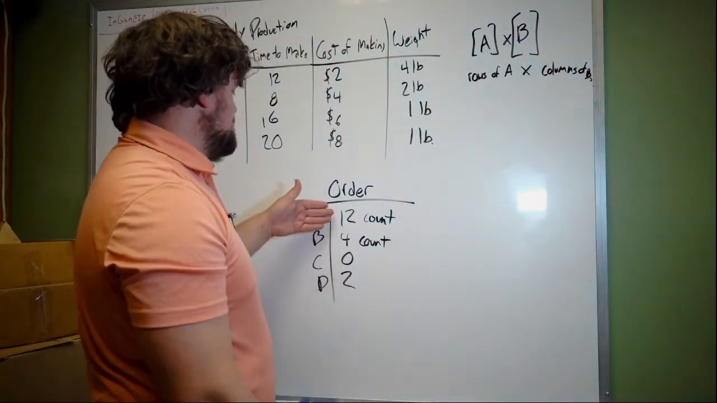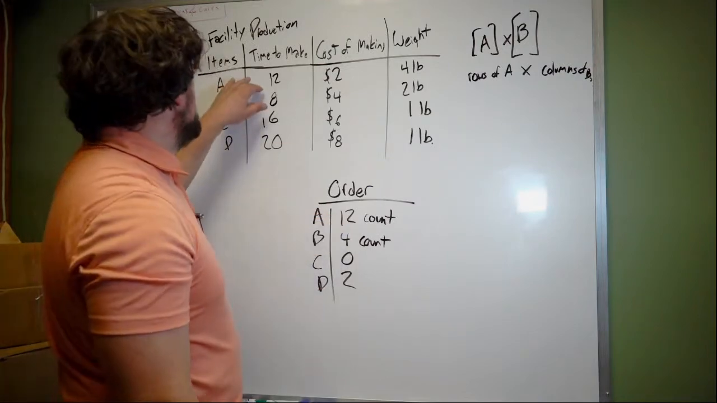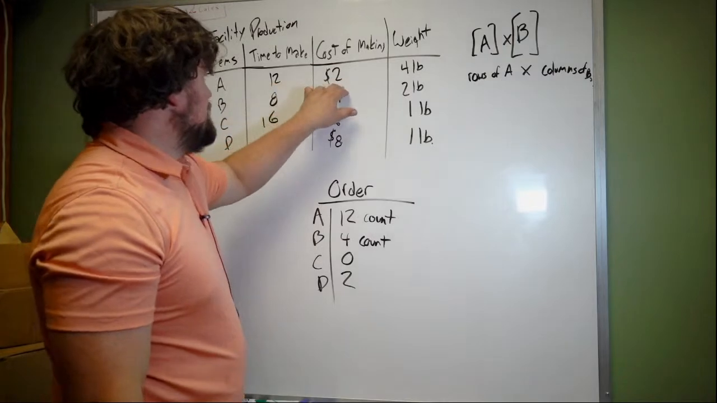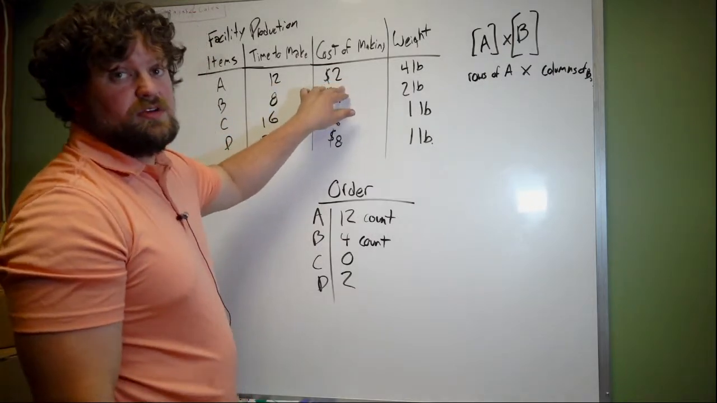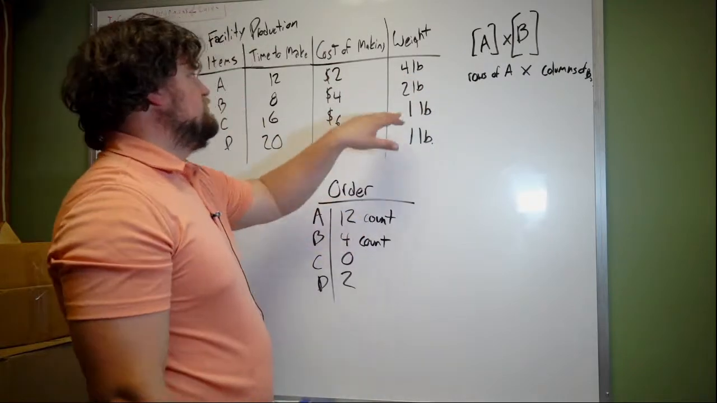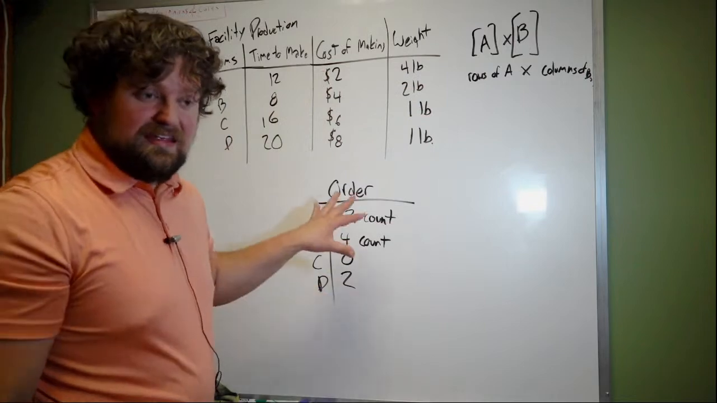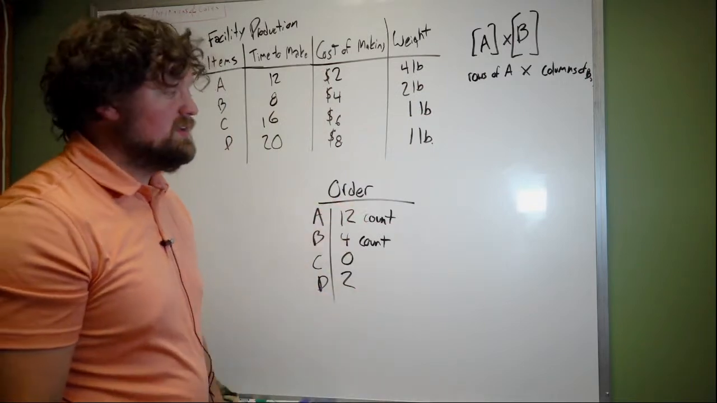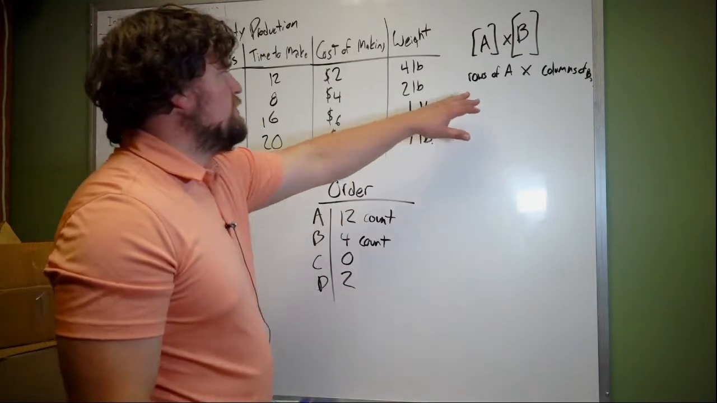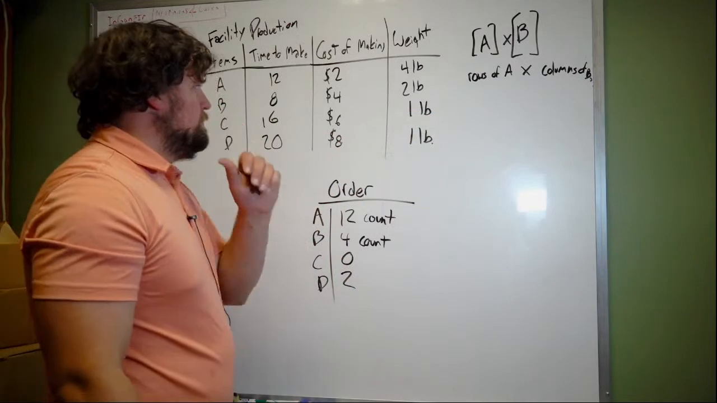Okay, so ultimately, every one of these values, let's say you have 12 count of this, you're gonna have 12 times 12 minutes to make, 12 times $2, it'll cost $24 to make. The weight is gonna be 12 times 4 pounds, so you're gonna have 48 pounds of product A in this order, okay? So how do we set this up so that we can do the multiplication? Well, here we have rows of A multiplied by columns of B.